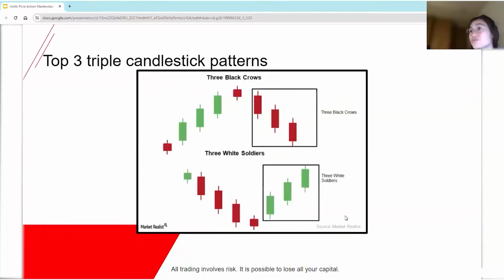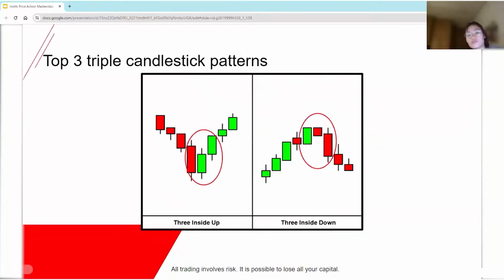Okay, let's move on. Okay, so next we have the three inside up and three inside down. Here we have an opening candle, which is a bearish candlestick, followed by a green bullish candlestick, which is much smaller. And the opposite is true for a three inside down.